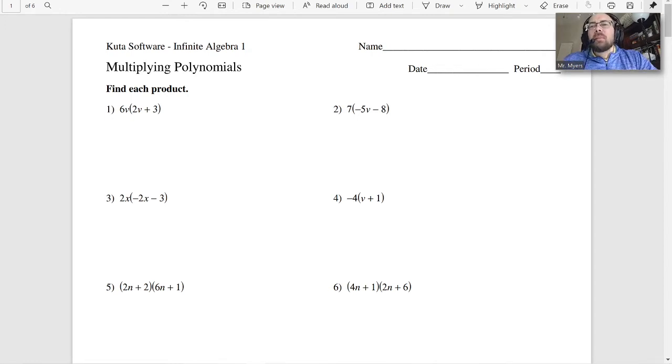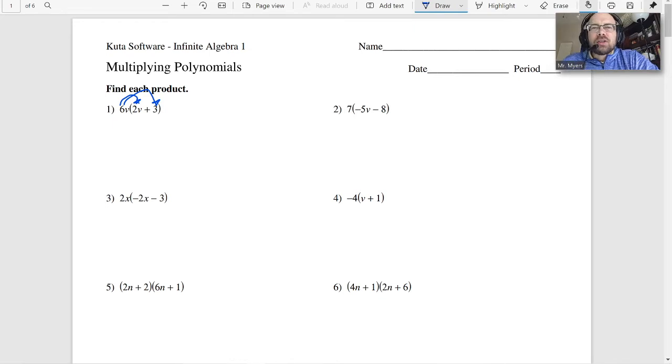This is multiplying polynomials. So there's going to be a few different kinds of multiplying to do. As you can see for the first four, we're multiplying. Maybe you've seen something like this before and your teachers called it distributing. Like, they draw arrows from the 6v, let's say, for number 1, into the 2v and the 3. So maybe you've seen it like that before. That's a pretty popular way to do it.